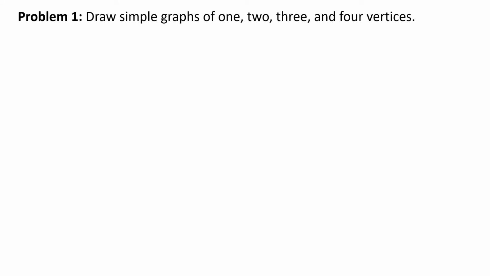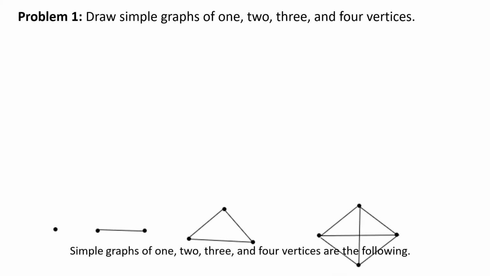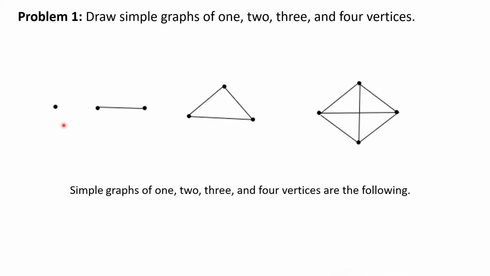Now we have a problem: to draw simple graphs of 1, 2, 3 and 4 vertices. Solution: here is a graph with one vertex and this is a graph with two vertices. This is a graph with three vertices and this is a graph with four vertices. These are all simple graphs because they have no self-loops and no parallel edges. Now using 3 or 4 vertices we can draw different simple graphs also, depending on the number of edges. So the graphs are not unique. Also, simple graphs are not unique.